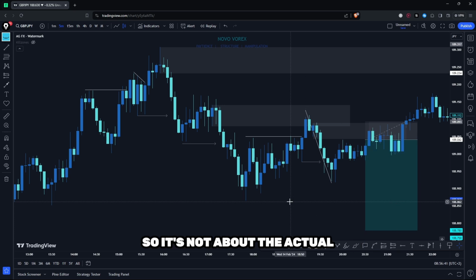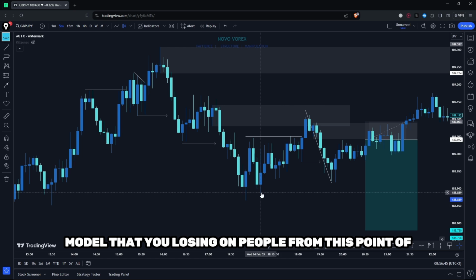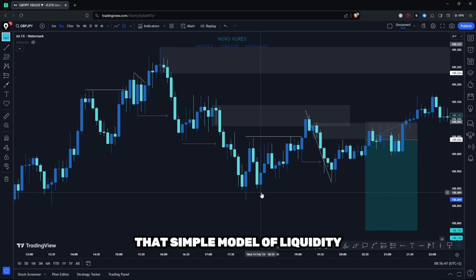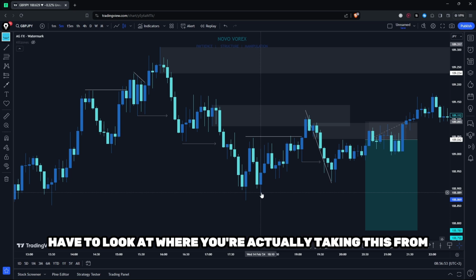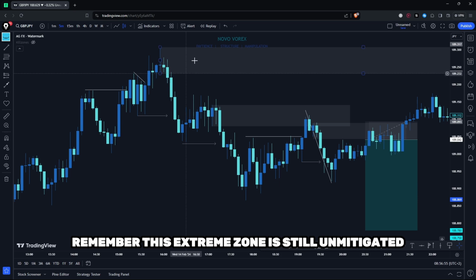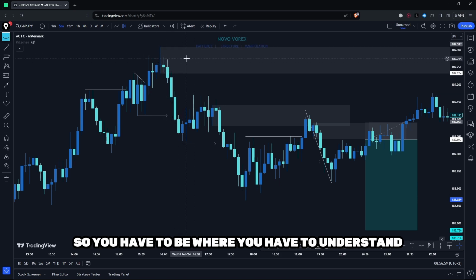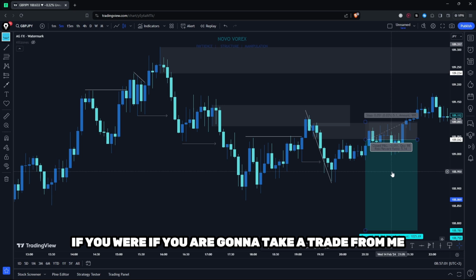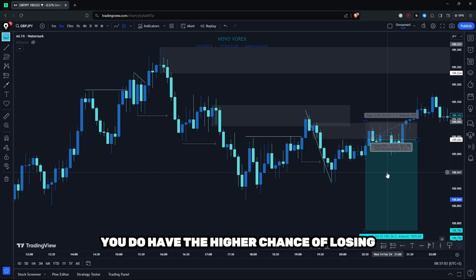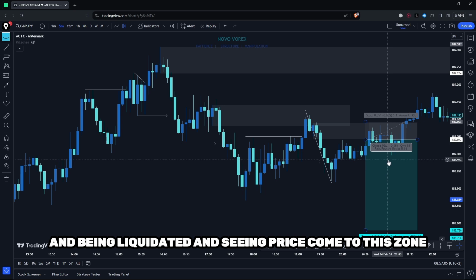trade. So it's not about the actual model that you're losing out on. People from this point start to say that that simple model of liquidity and then change of character is not working, but it is also about the location. You have to look at where you're actually taking this from. Remember, this extreme zone is still unmitigated, so you have to be wary. You have to understand, if you are going to take a trade from me, that you do have a higher chance of losing and being liquidated and seeing price come to this zone.